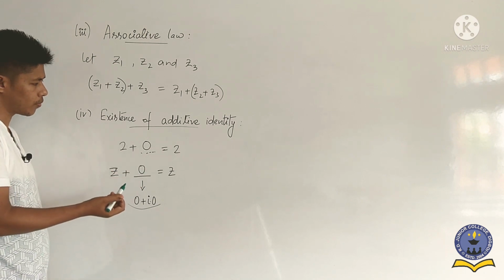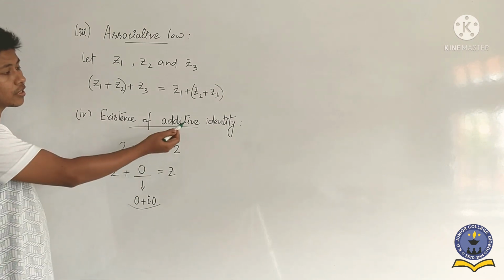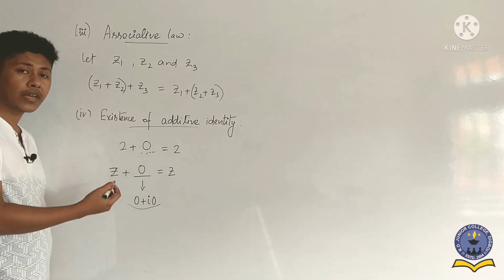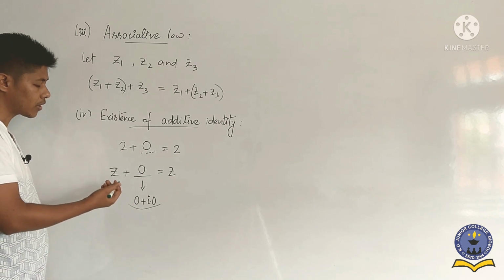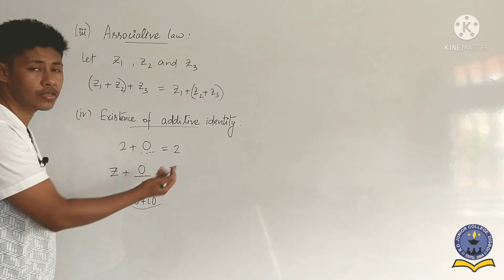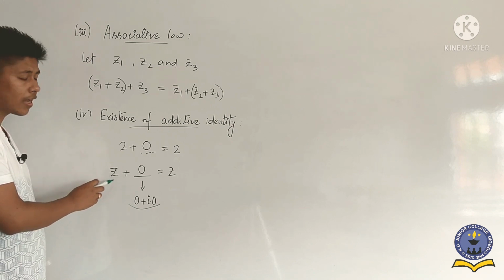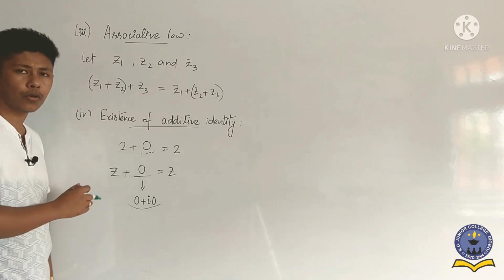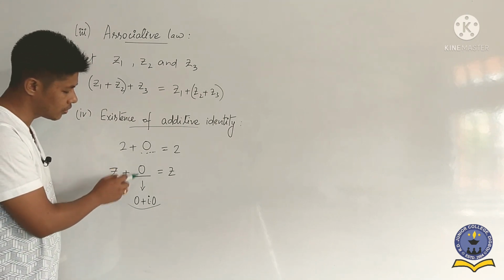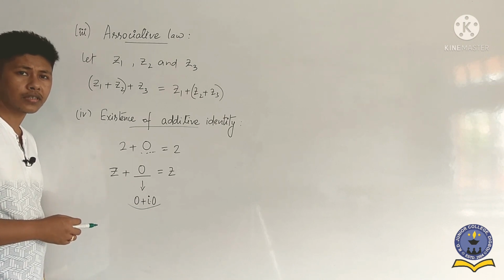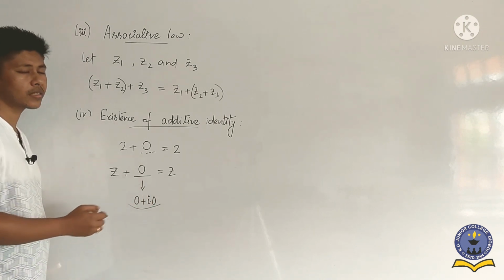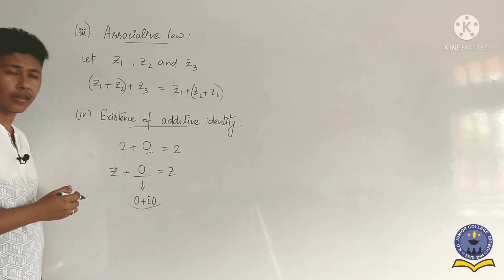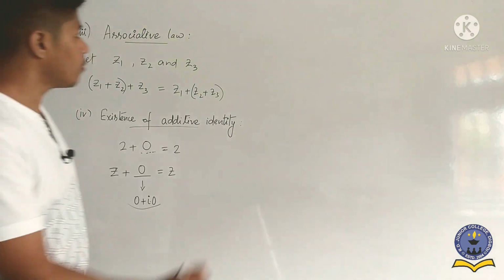If I repeat one more time, the existence of additive identity means that we have to add a complex number in such a way that when we add, the result remains the same. So the complex number is z here, and if we add 0, then we get the same result. For that reason 0 is known as additive identity, and this 0 we can express as 0 plus i into 0. Is it clear?